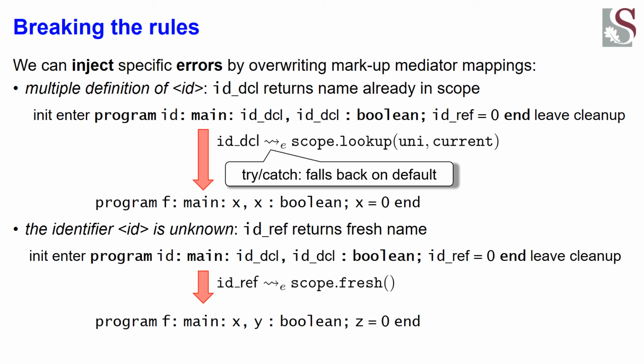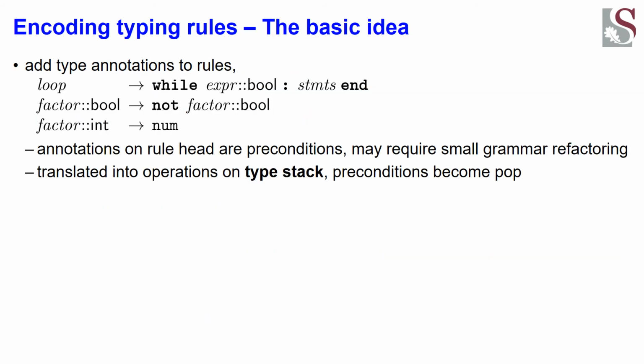Similarly, if we want to test for the error class unknown identifier, we change the mediator to return a fresh name that is guaranteed not to be in the current scope. We have used the same mechanism to encode typing rules as well. This is of course a bit more involved, so let me give you just the basic ideas here.